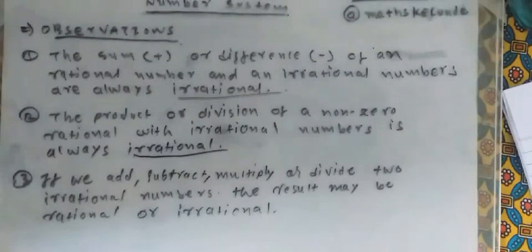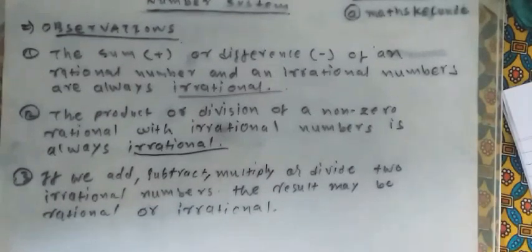The third point is that if we add, subtract, multiply or divide two irrational numbers, then we cannot say about the result whether it is rational or irrational.